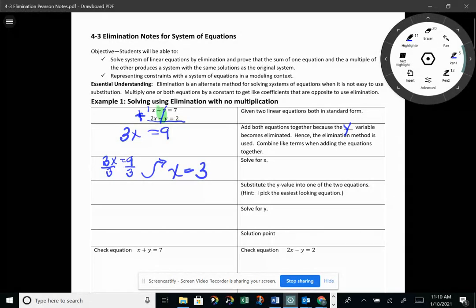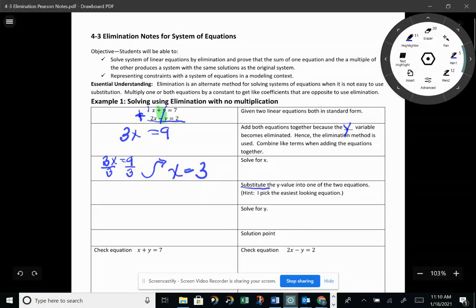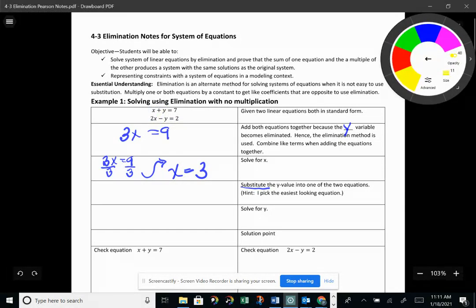I'm going to substitute that x value into one of my equations. I go back and look at my two equations at the very top and ask, which equation looks a lot easier? I'm going to use that top equation, x plus y equals 7. It looks a lot easier to do.